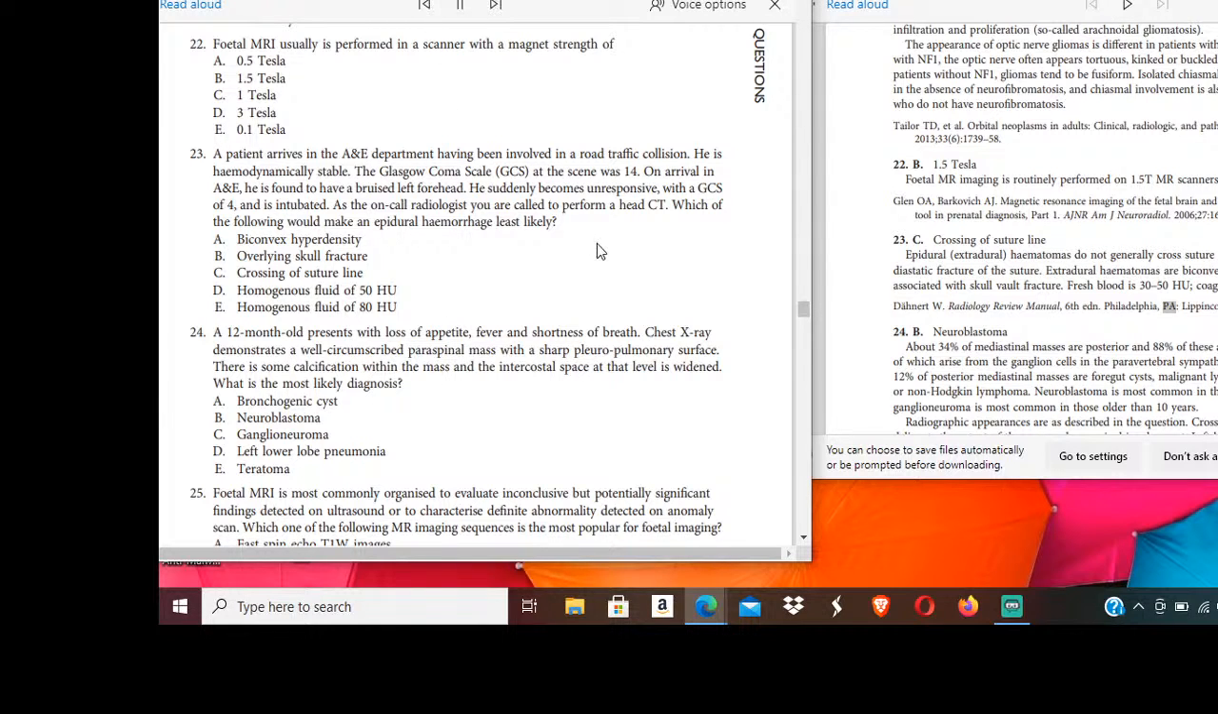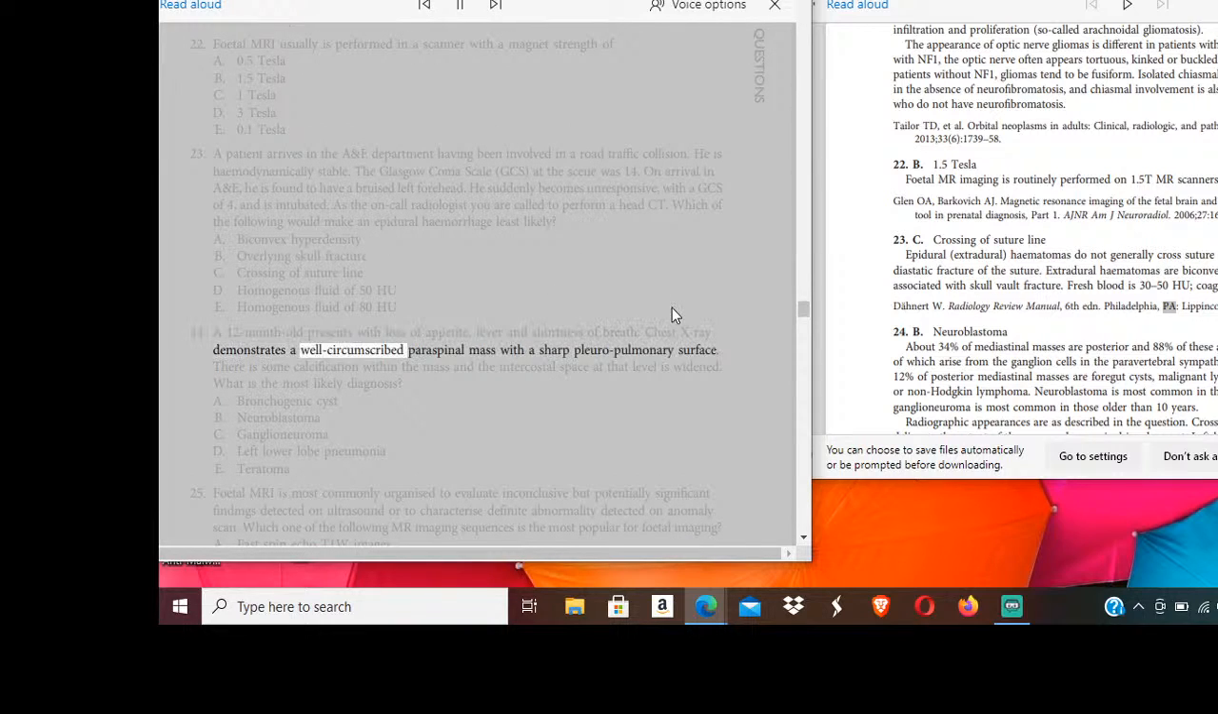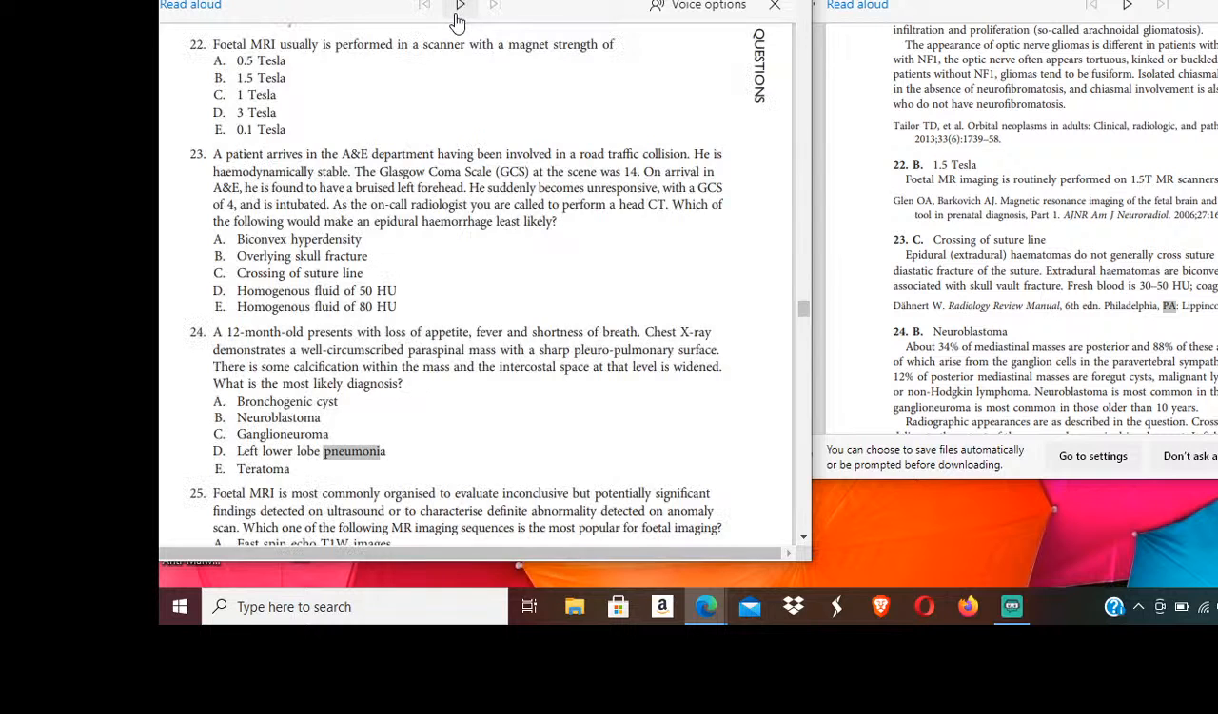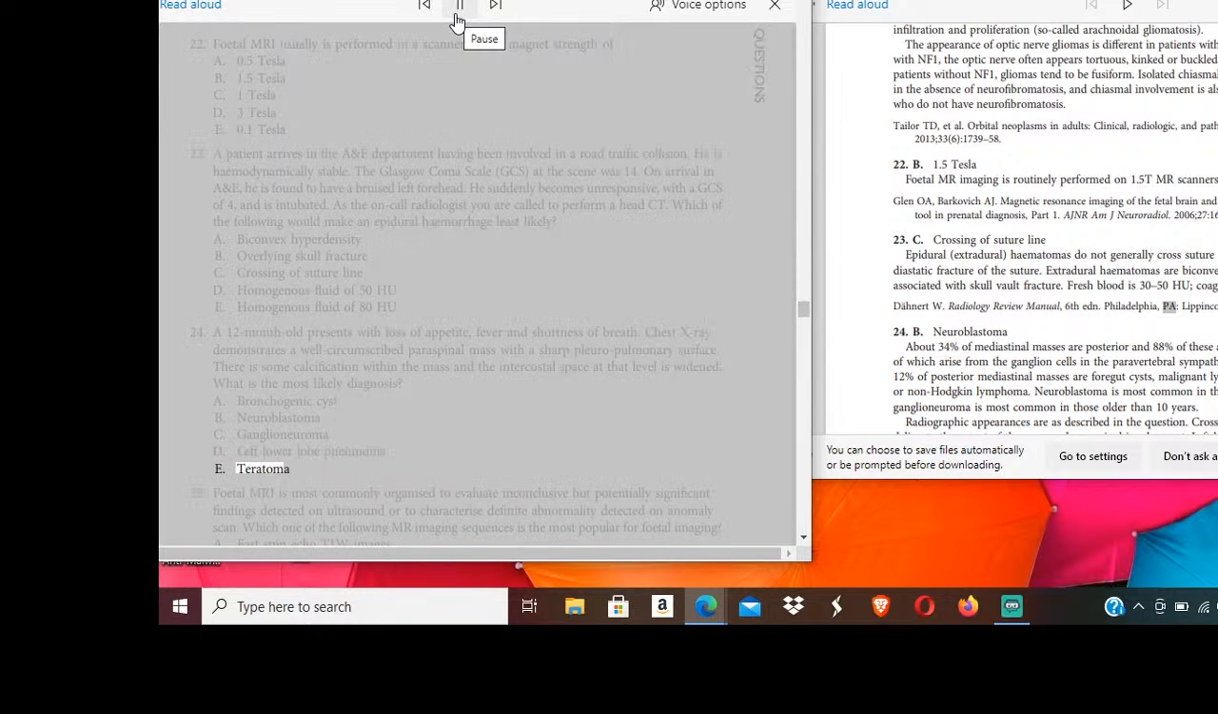Fever and shortness of breath. Chest X-ray demonstrates a well-circumscribed paraspinal mass with a sharp pleuropulmonary surface. There is some calcification within the mass, and the intercostal space at that level is widened. What is the most likely diagnosis? A. Bronchogenic cyst. B. Neuroblastoma. C. Ganglioneuroma. D. Left lower lobe pneumonia. E. Teratoma.